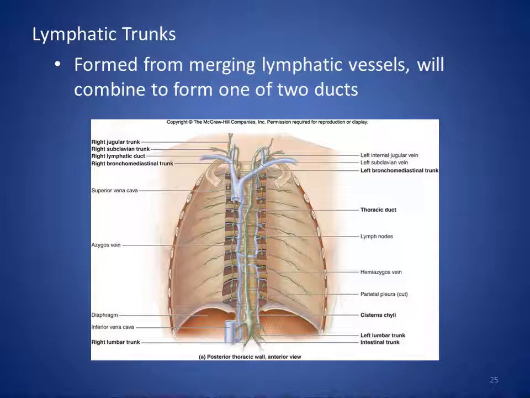Lymphatic trunks are formed from the merging of lymphatic vessels. These include the intestinal trunk, the left lumbar trunk, as well as the right lumbar trunk, and the right bronchomediastinal trunk, and the left bronchomediastinal trunk. There are also the right subclavian trunk and the right jugular trunk. These trunks combine to form one of two ducts. These are known as the thoracic duct and the right lymphatic duct.